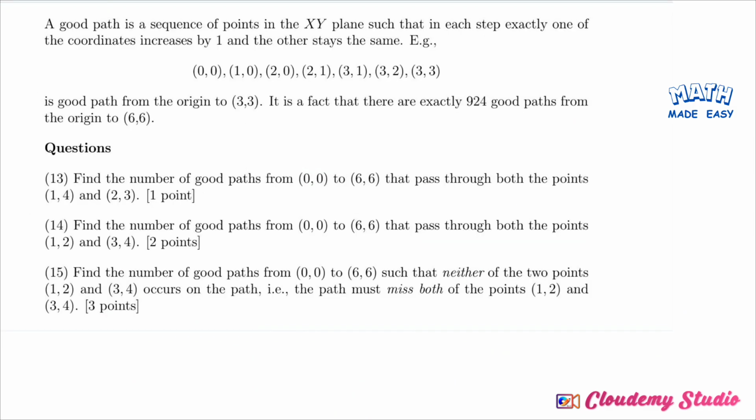Next question: a good path is a sequence of points in the xy plane such that in each step exactly one coordinate increases by 1 and the other stays the same. Example: 0 0, 1 0, 2 0, 2 1. Is a good path from origin to 3 3. It is a fact that there are exactly 924 good paths from the origin to 6 6. Now the 13th question is: find the number of good paths from 0 0 to 6 6 that pass through both the points 1 4 and 2 3.